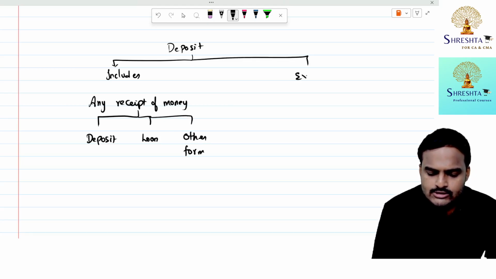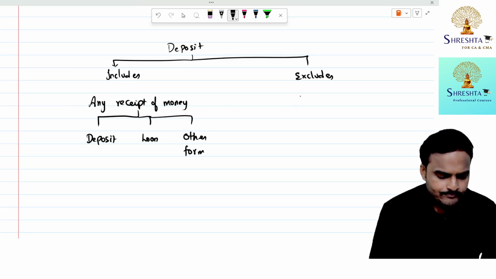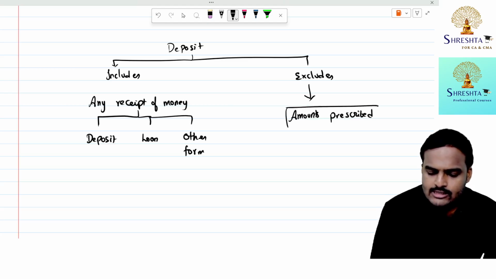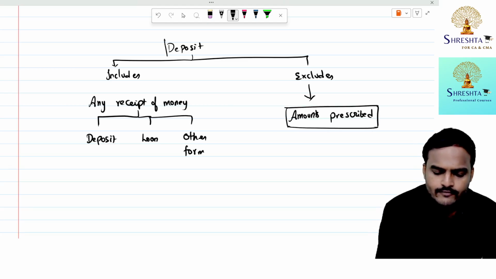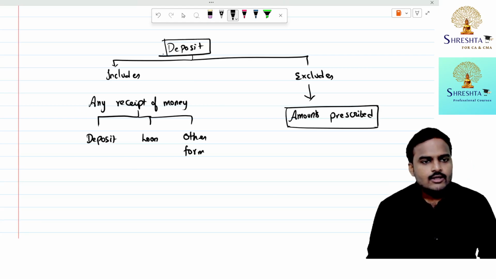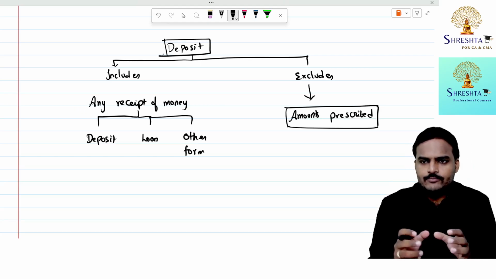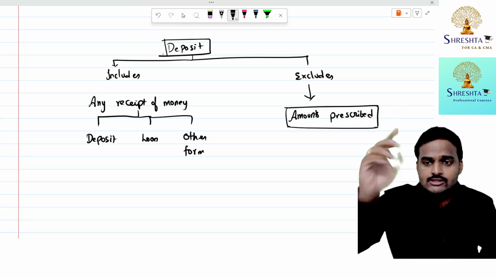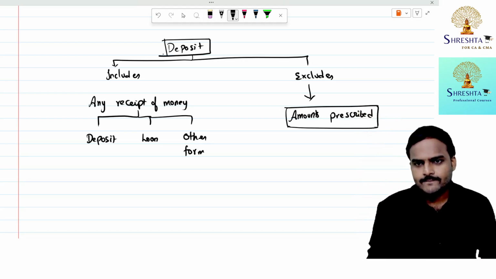But it excludes categories, excludes amounts prescribed. So prescribed amounts have been excluded from the definition of deposits. So with this it is very clear. The items which were excluded from the definition of deposits, you are not required to satisfy the above conditions.